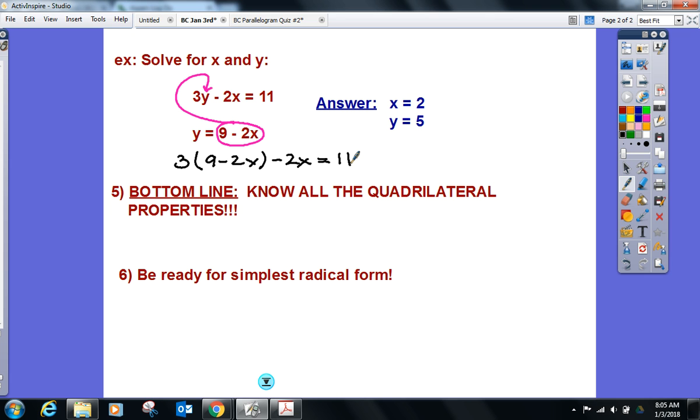All right? And then like I've been telling you guys, bottom line, know your quadrilateral properties. You have that whole flow chart in your packet that you can refer to. And then there will be a question where I'm going to ask for simplest radical form. That was on quiz 2 I just passed back, with the kite problem. I am going to ask for simplest radical form.